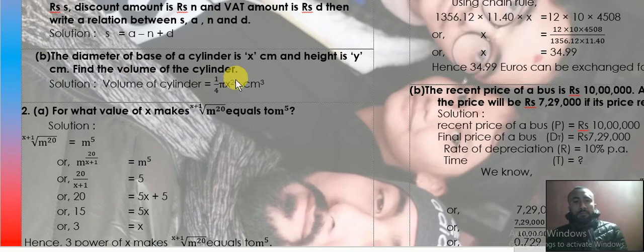So here just write the formula, that is 1 by 4 pi d square S. In place of D it's X and in place of S it's Y.